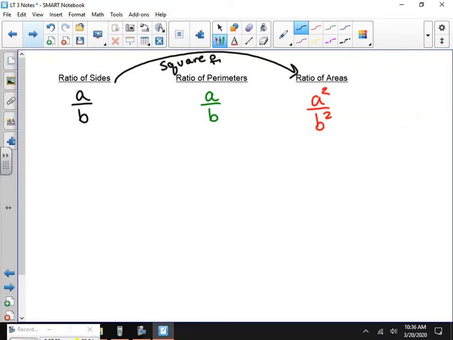But sometimes I might give you the area ratio. So we need to know, how do we go from the area ratio and get the side ratio and the perimeter ratio? If I'm going from the area to the perimeter, or to the side, I have to undo the square. And the thing that undoes the square is the square root. So you're going to square root the ratio to get the side ratio and the perimeter ratio.